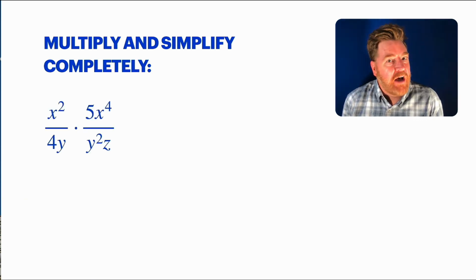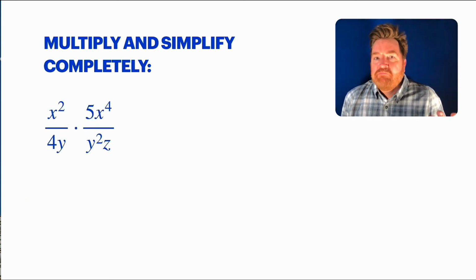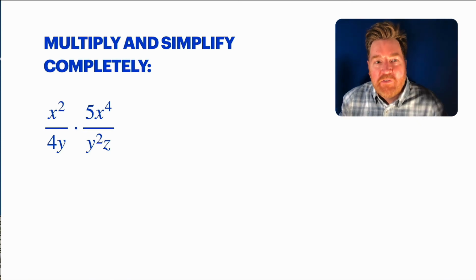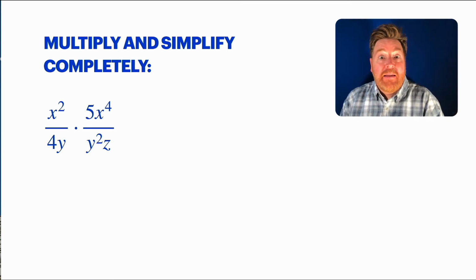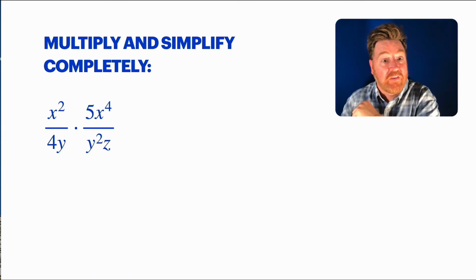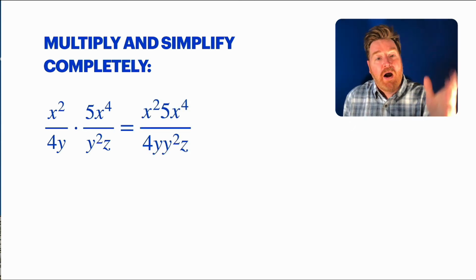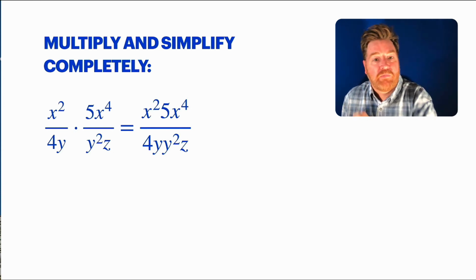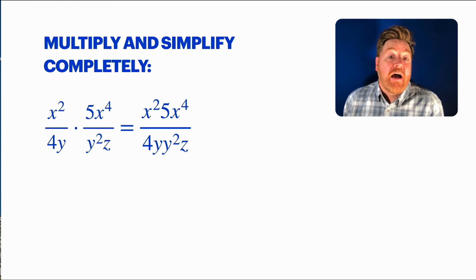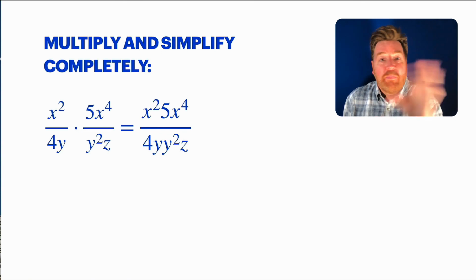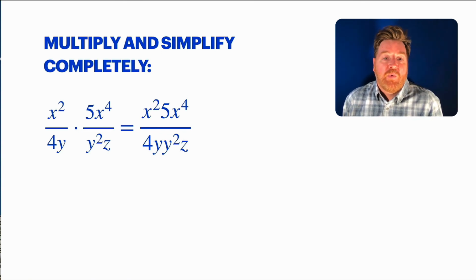Cool, fraction, an algebraic fraction. No big deal to us, right? Of course we can multiply them because you can multiply anything by anything, and we're going straight across. So let's do it. x squared times 5x to the fourth, boom. y to the fourth times y squared z, boom. Right straight across. And now we can use our commutative property and write this in a simpler way.